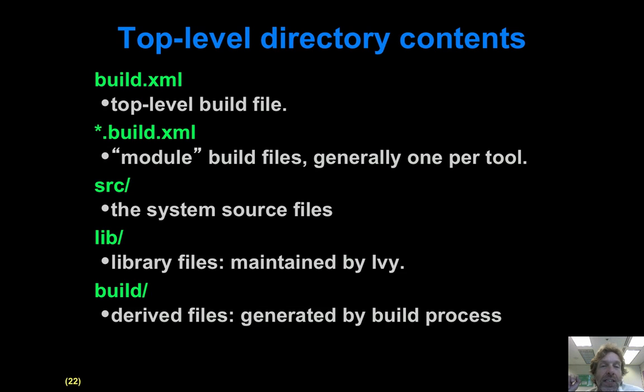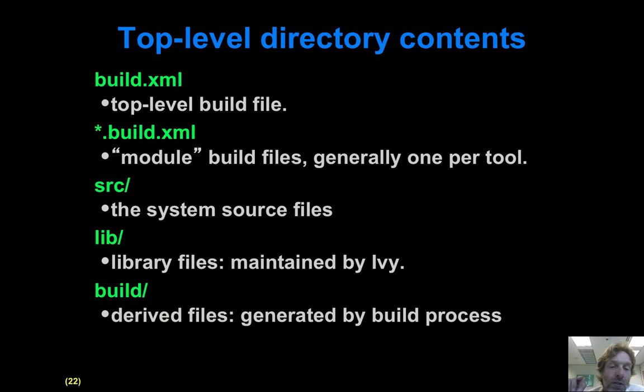So the way we do this is at the top level we'll have a build.xml because that's what Ant expects, but we'll also have a bunch of other star.build.xml files where the star is going to be a name that refers to the particular tool that we want to hook into our build system. So we may have a JUnit.build.xml, a Checkstyle.build.xml, a PMD.build.xml, and so forth. A whole bunch of those.